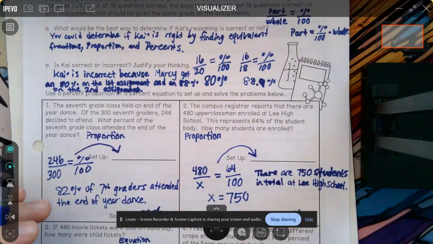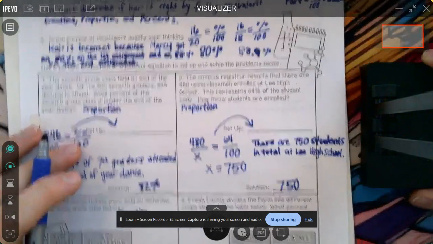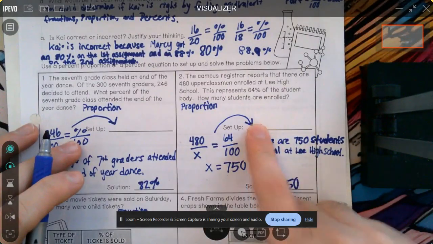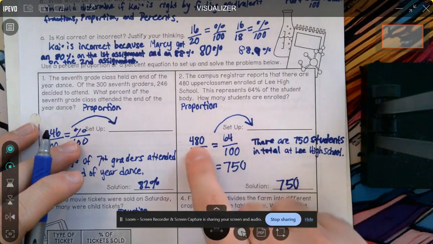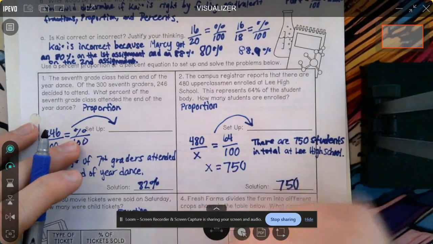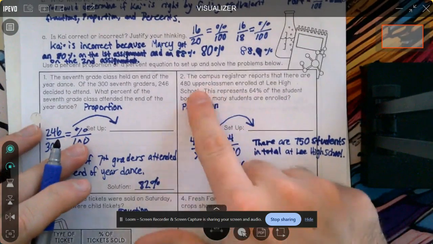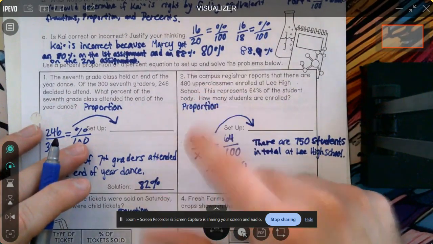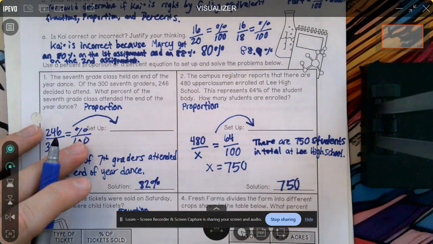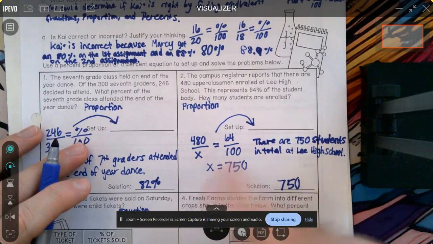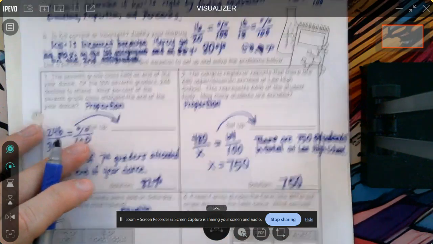Go. All right, number 2, there's your proportion. I put it in the wrong spot again, so I drew an arrow. You should have gotten 750 students in total at Lee High School. Make sure you're understanding that 480 is not your whole. That's part of the total population at Lee High School. So that's your part, that goes on top. We need to know how many in total are enrolled. So that's my x, my unknown. Cross multiply and divide, you get 750.